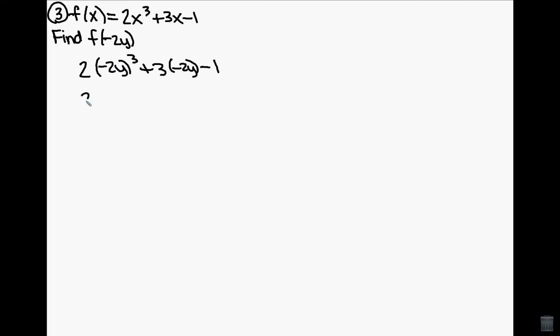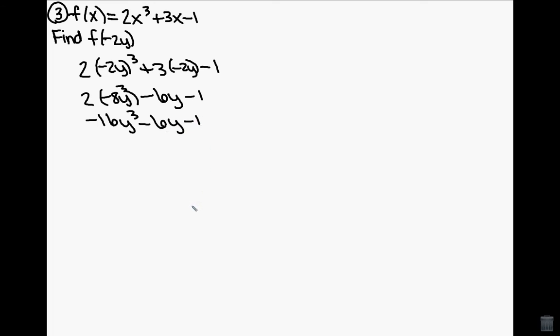Again, order of operations says exponents come first. You need to try to use your calculator when you get to these types of problems. Negative 2 cubed, if you take your time, negative 2 times negative 2 is positive 4, times another negative 2 is going to be negative 8. So negative 2 cubed is negative 8. Y cubed is y cubed. And then we can go ahead and multiply these out. That's going to be negative 6y minus 1. So 2 times negative 8y cubed is negative 16y cubed minus 6y minus 1.